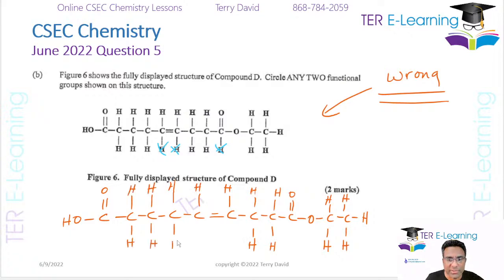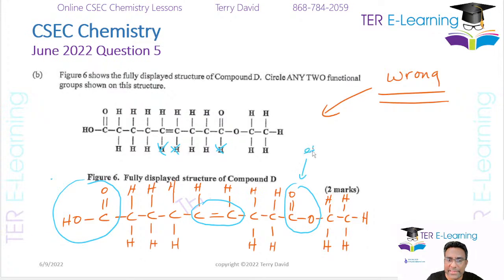So this is the structure that CSEC should have given me, and here's the answer they probably wanted. They said circle any two functional groups, and I can give you a few. This one here is a carboxylic acid. This here is an alkene, and here is an ester. Like I said, I feel CSEC is just going to ignore this question because something is wrong with it.